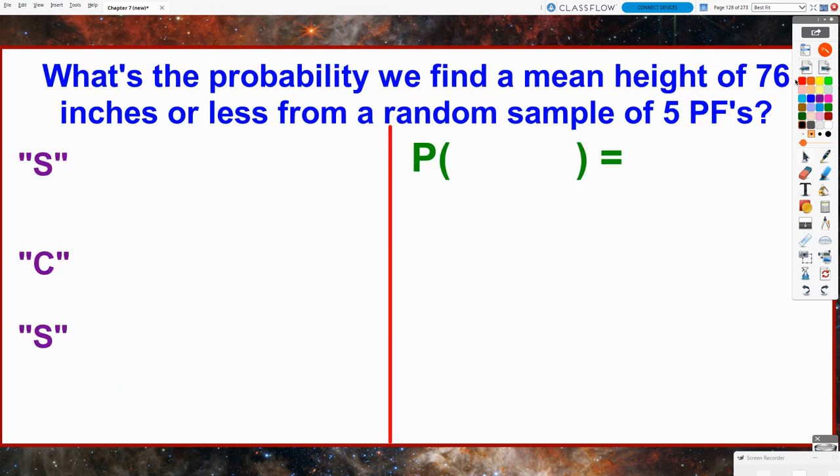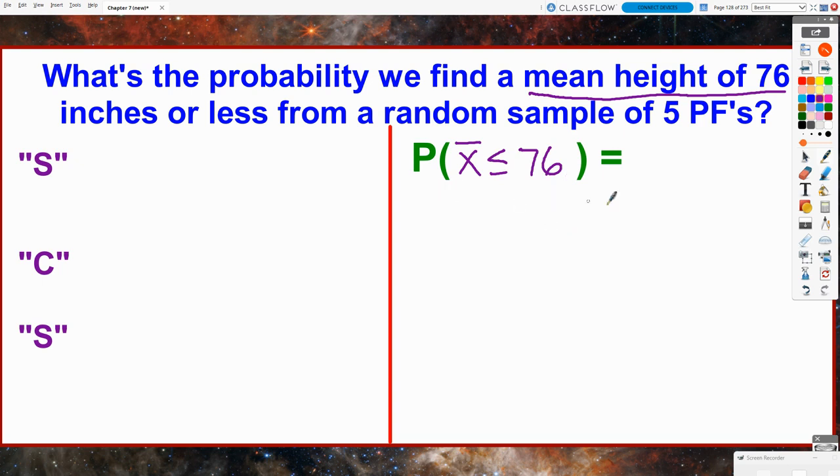So let's now answer the question that we asked originally. What is the probability that we find a mean height of 76 inches or less from a random sample of 5 power forwards? Now, instead of this being h less than or equal to 76, it is a mean height of 76 inches. It's h bar, the sample mean. It's kind of like we're saying x bar. So the sample mean would be less than or equal to 76.